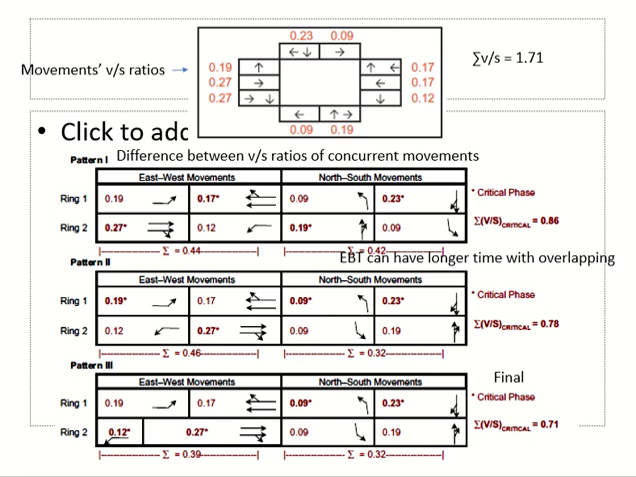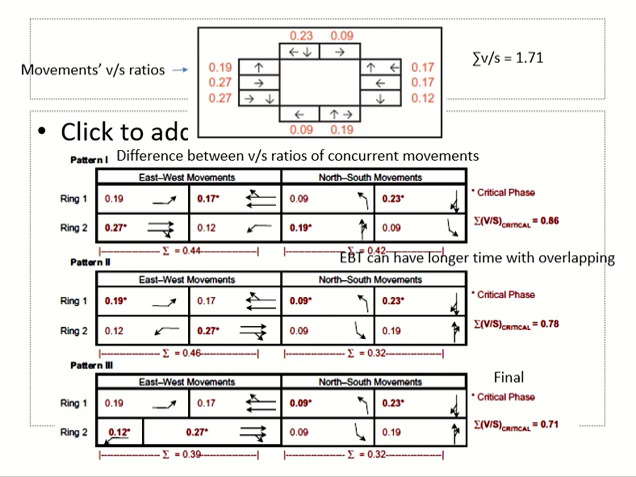I had one movement here and one movement here. Both of them needed less time. And I have this movement which needs more time. So I extended the time of this movement by decreasing the time of the other movement. Clear? Now, how can I calculate the summation of V by S now, when I get this?